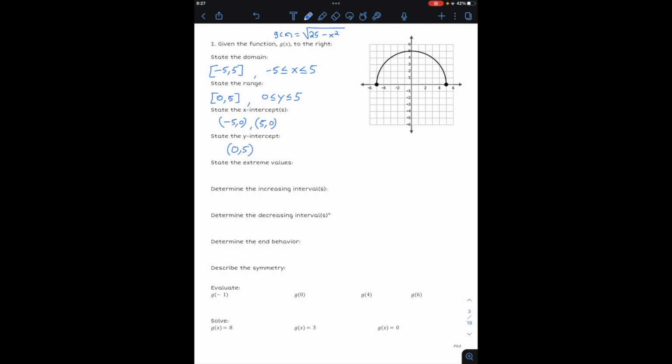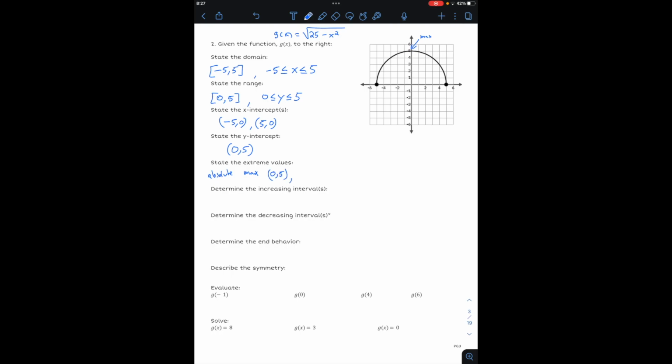Extreme values. Obviously we have a max here, and it's an absolute max. I said global max before; they're also called absolute max. I'll mix and match vocabulary just so you see both versions.